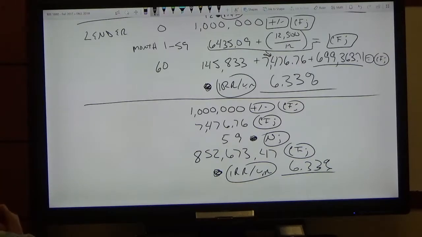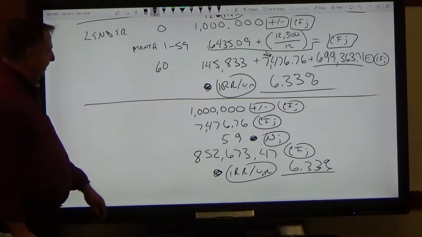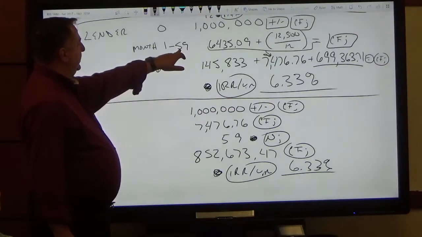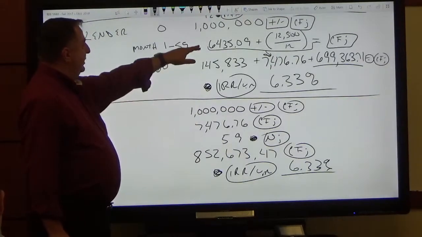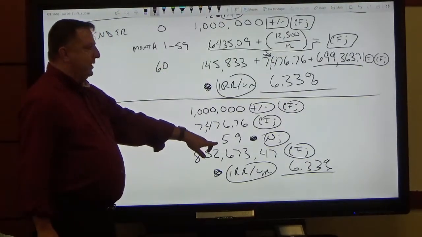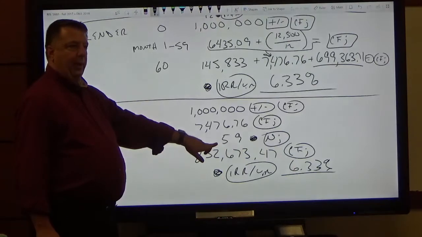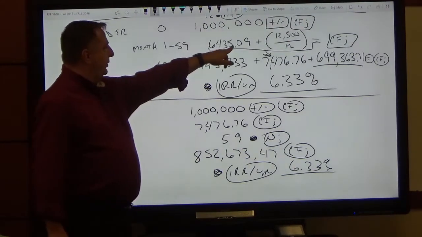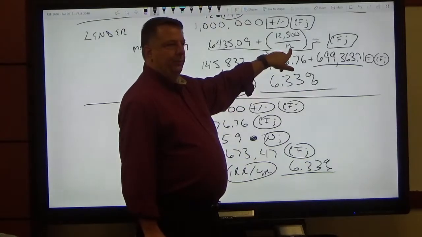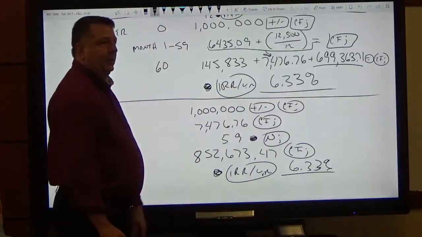Any questions? When you write the 1 to 59 and then 60, that's the amortization? That's not amortization. No. Well, this is just simply saying you are paying 7,476 for 59 months. And that is just simply the 64,390.9 plus the 12,500 divided by 12.